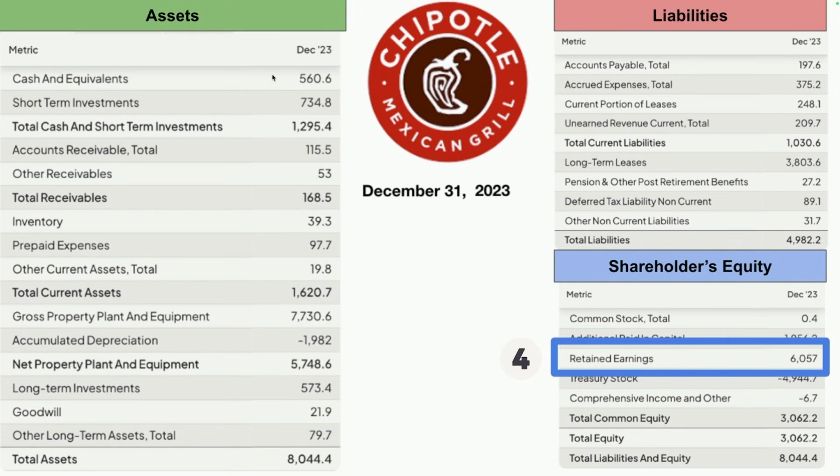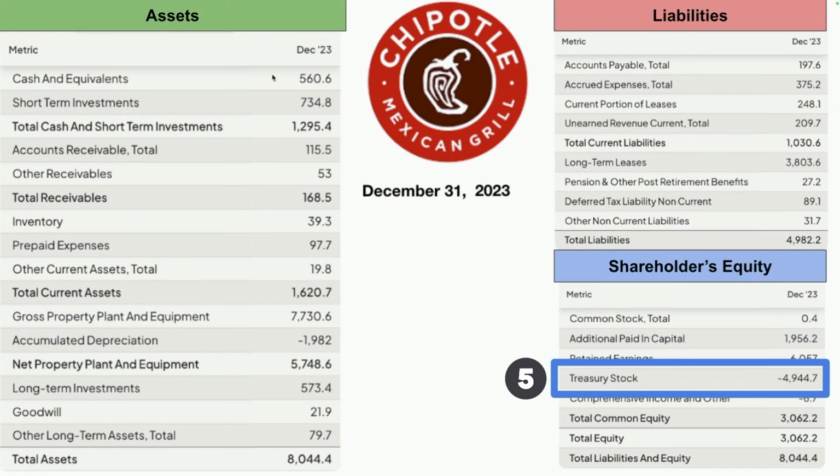The next number I'm going to look at is retained earnings, which is $6 billion. That tells me that Chipotle has generated a fabulous amount of profits since it was founded. And the final number here to look at is treasury stock, which is a negative $5 billion number. That tells me that Chipotle has bought back or repurchased nearly $5 billion of stock from its investors since it came public. That means that this company is actively returning capital to shareholders, another positive sign.